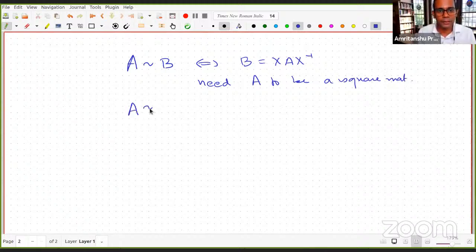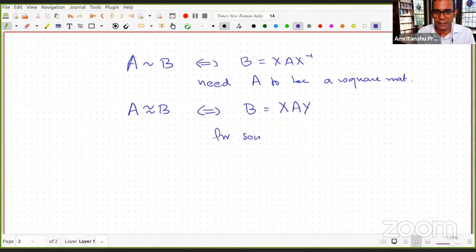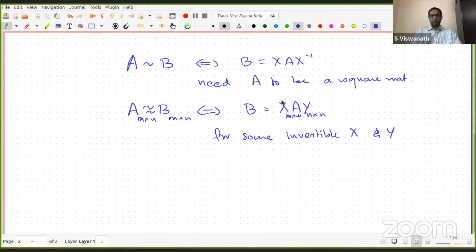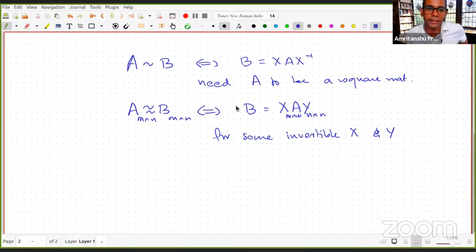But then we also had equivalence. A is equivalent to B if and only if B is equal to X A Y for some invertible matrices X and Y. So here, these things could be M by N matrices. In that case, X would be an M by M matrix and Y would be an N by N matrix. Because X and Y are not related, this relation is much easier. There are far fewer classes, and over a field, these are completely determined by the rank of A and B. Over polynomial rings, this is only determined by the Smith normal form.